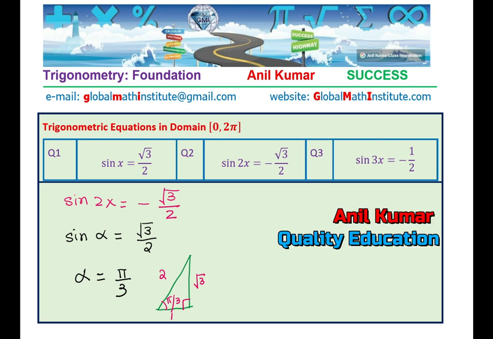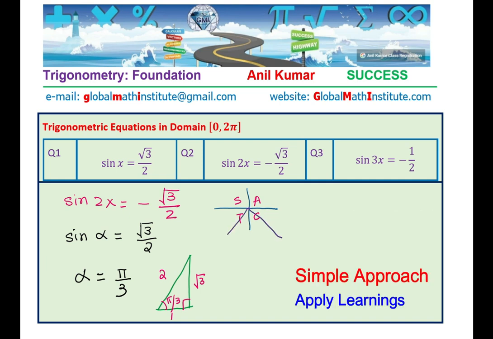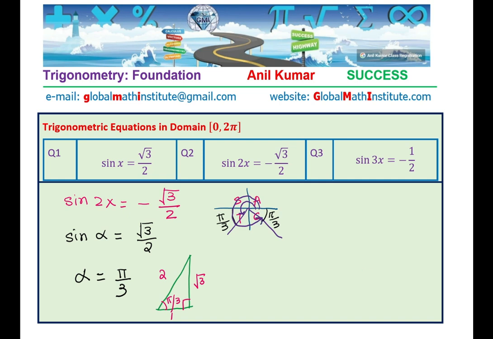Now, the other condition is we are looking at a negative value. Using the CAST rule, we know sine is negative in quadrant 3 and 4. So we have the value here where the related acute angle is pi by 3. However, the answer should always be the principal angle, which means you have to provide this as one answer and that as the other answer. But here's one more twist to it.